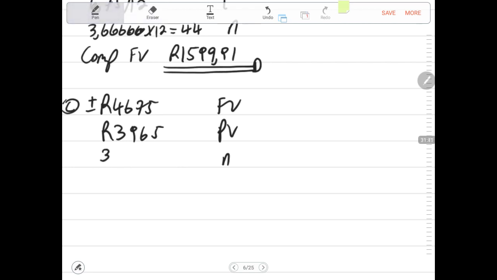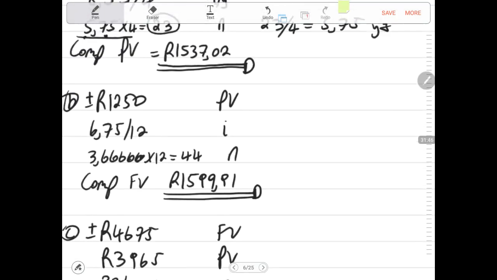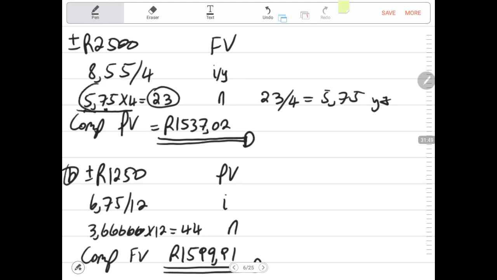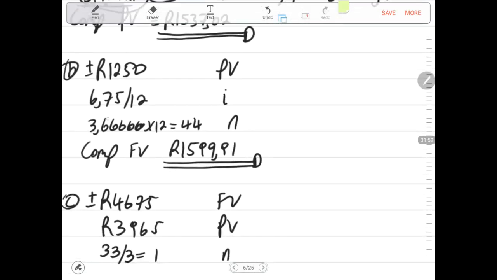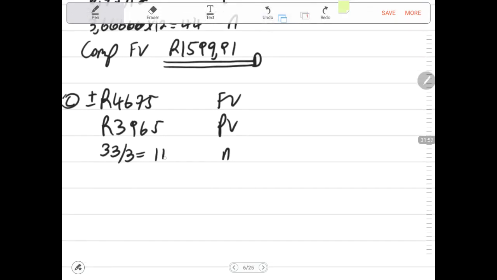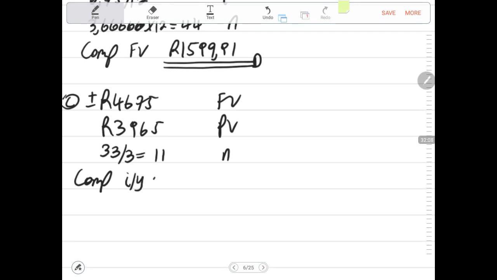I just want to stick with that 33 divided by 3, because we applied that method in the first scenario of 5.75, and I continued with that again when it comes to number B. So now number C, I want to stick with exactly how it should be. We say compute. What are we computing? We are computing interest. Compute I/Y. Then we need to multiply the figure by 4 in order to get the interest for the full year, before it is compounded, divided by 4.